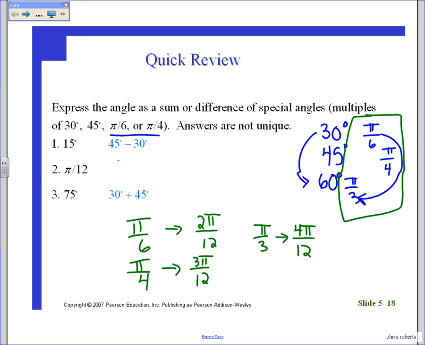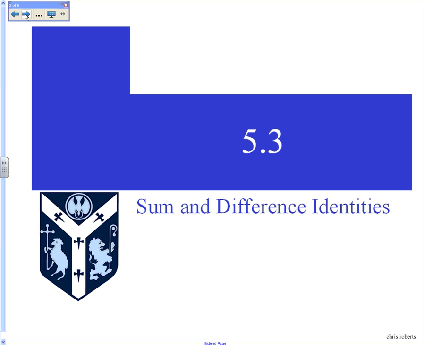Now, if we're looking for pi over 12, as we are here in example number 2, it might be a little bit easier for us to see that if we were to do 4 pi over 12 minus 3 pi over 12, that would give us 1 pi over 12. So that's going to be the same as doing pi over 3 minus pi over 4. Okay? So anytime you see that over 12, think about doing this idea that I've done in green, where you convert them all to a denominator of 12. So again, 5.3, sum and difference identities.